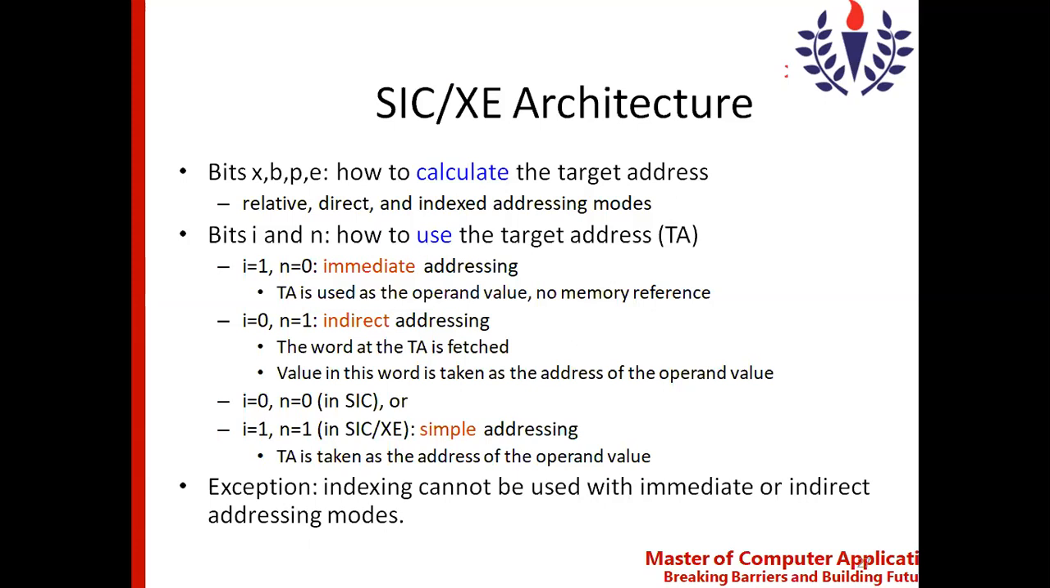When I is equal to 1 and n is equal to 1, it represents the simple addressing. So TA is taken as the address of the operand value. Indexing cannot be used with either the immediate or the indirect addressing mode, whereas indexing can be used with program counter or the base relative addressing mode. So these are the different types of addressing mode we have.